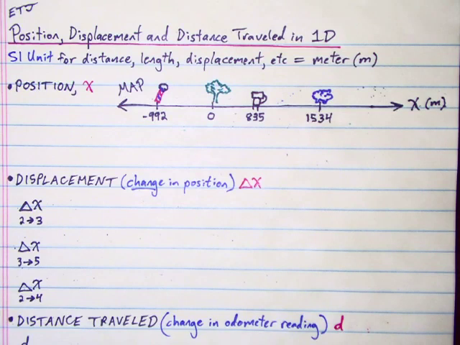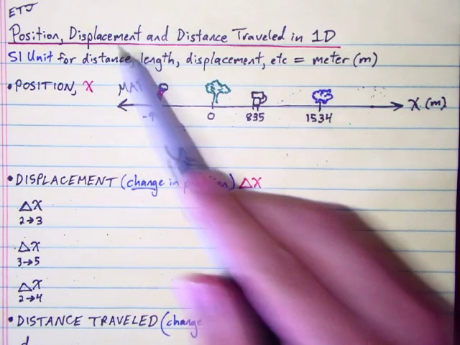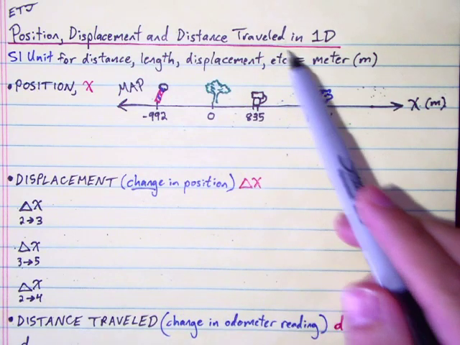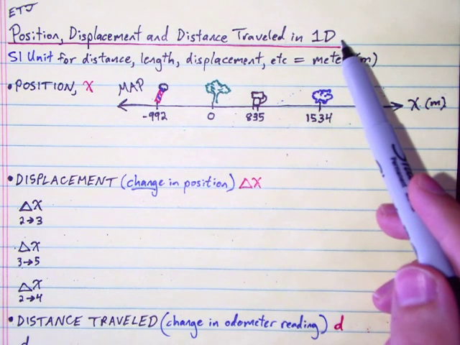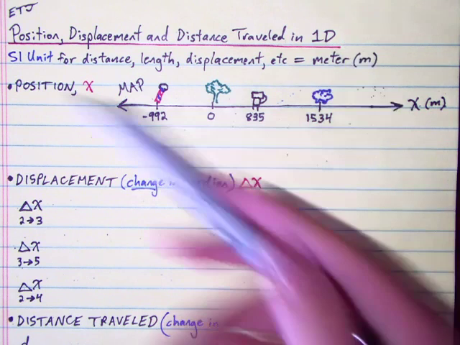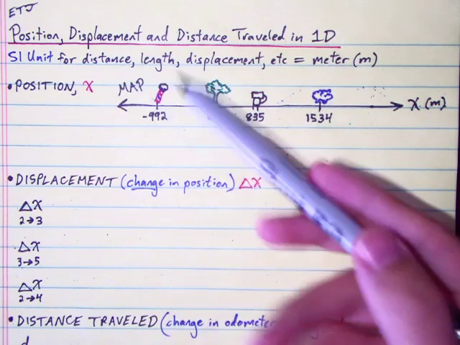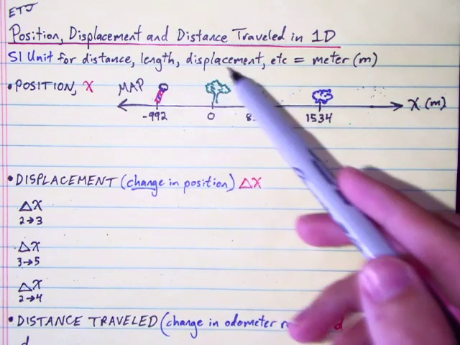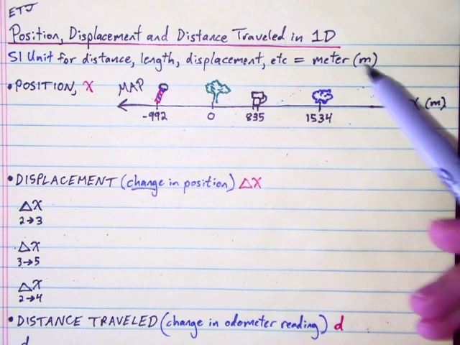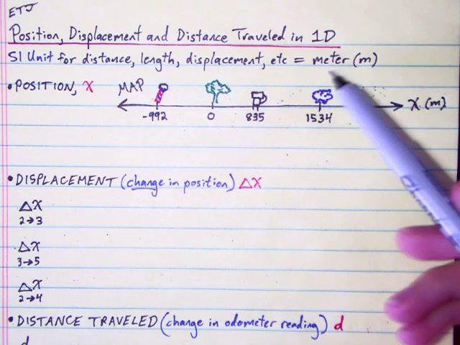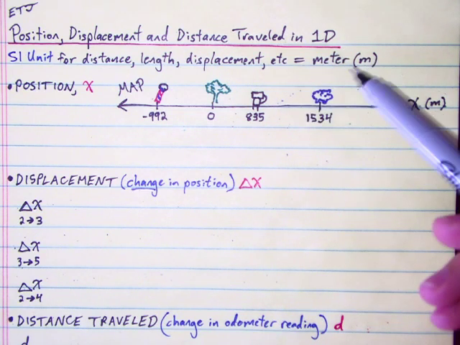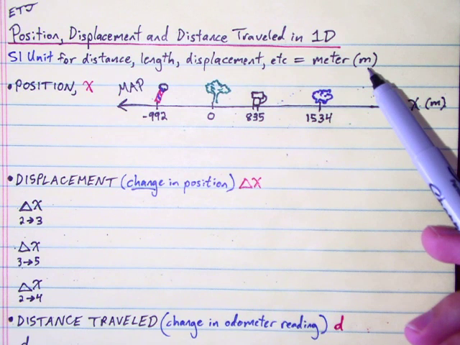To locate objects and events in space, we need three ideas: position, displacement, and distance traveled. We'll be working exclusively in one spatial dimension here. The SI unit for all of these distances, lengths, spatial measurements of any kind is the meter, lowercase m for short. So you'll need to convert all of your lengths to meters before doing any calculations.